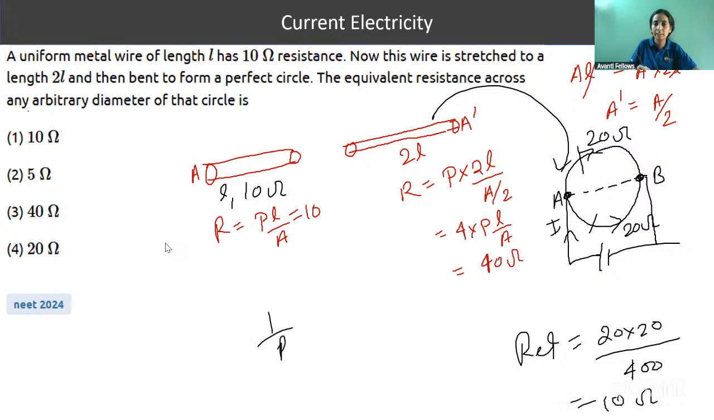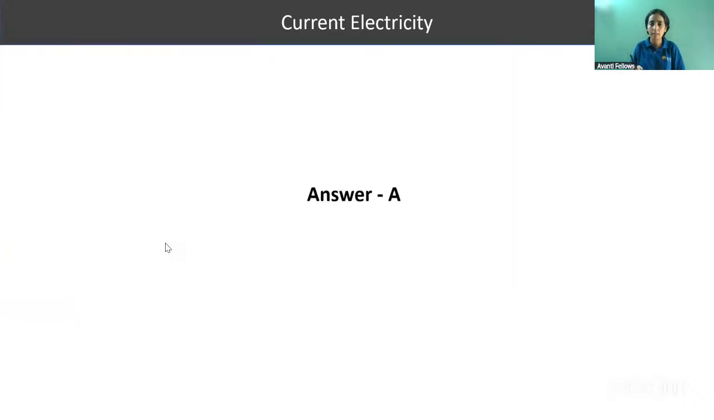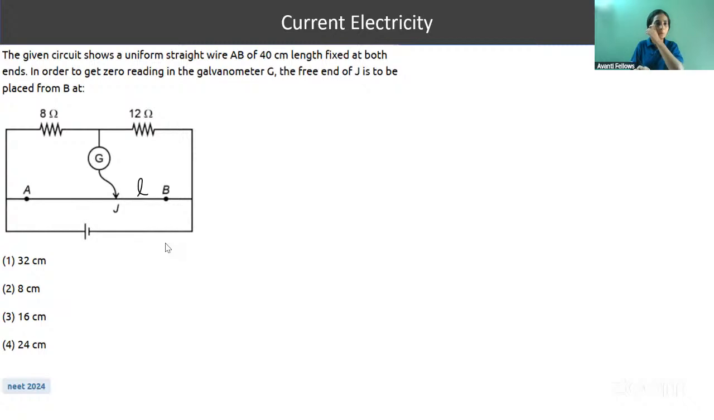Because how will you find R equivalent? I directly wrote 1 by R1 plus 1 by R2. So you will get 1 by 20 plus 1 by 20 and that is equal to 2 by 20, that is, R equivalent is 10. So correct answer will be your A. Okay? Let's go. Now do this question.